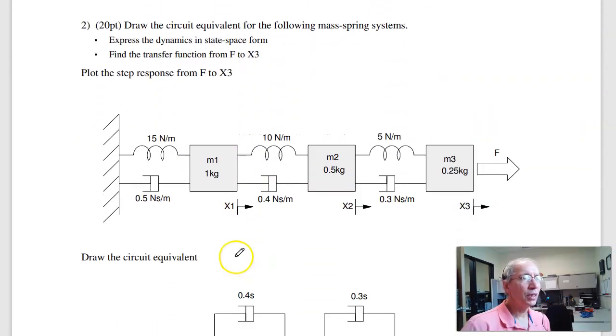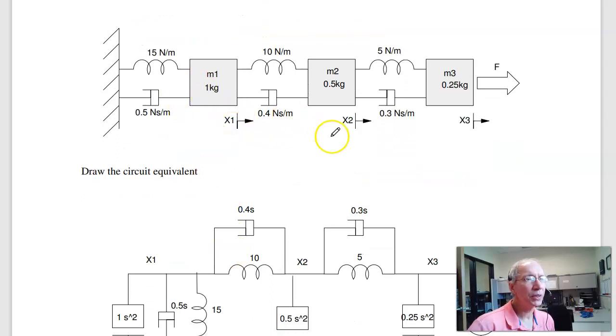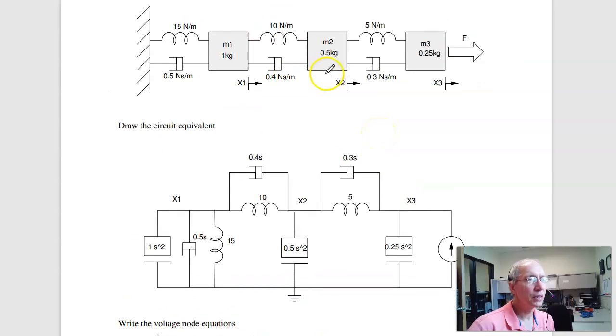Problem 2. Repeat for a second mass spring system. And again, the trick is I've got 3 degrees of freedom, x1, x2, x3. I have 3 voltage nodes, x1, x2, x3. Each node has inertia to ground.